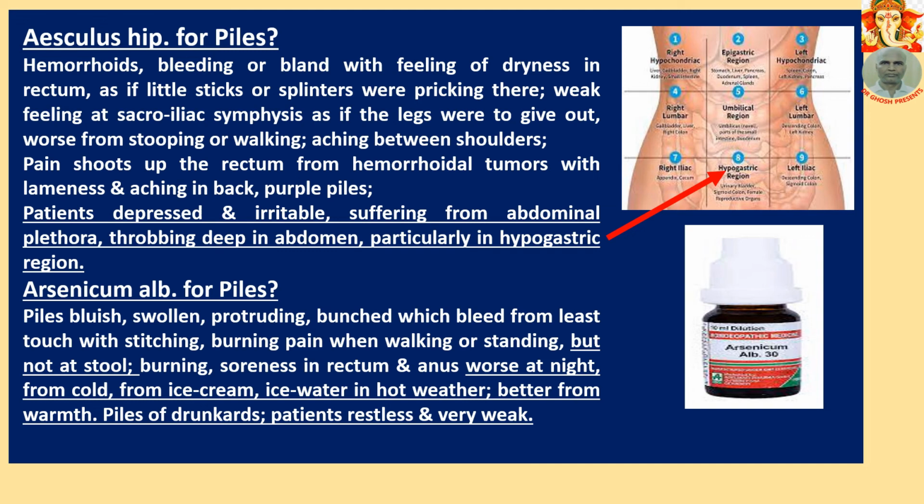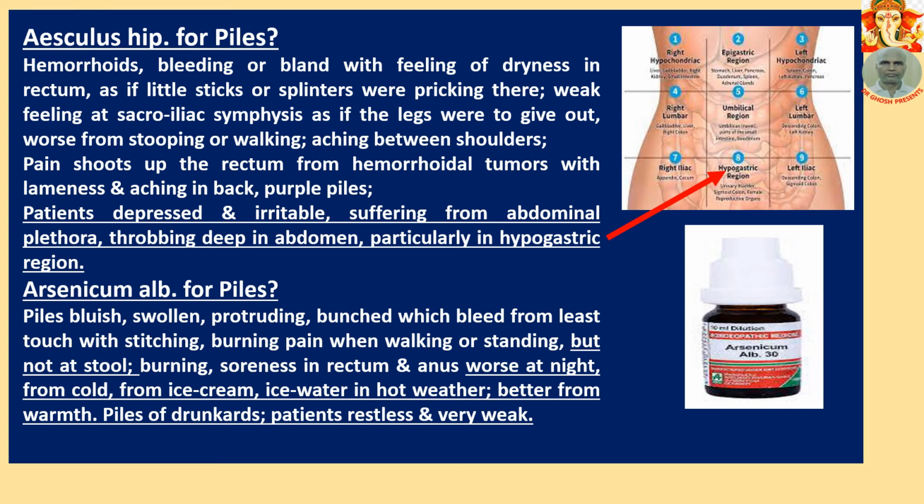Patient depressed, irritable, suffering from abdominal plethora, throbbing deep in the abdomen, particularly in hypogastric region. Note this, the whole abdomen has been divided into 9 parts. Please read out the names of the parts. This is called hypogastric region. The other names are clearly given. Please read this. It's very important, if you want to learn medicine really, then you must know the 9 names and where they are located.